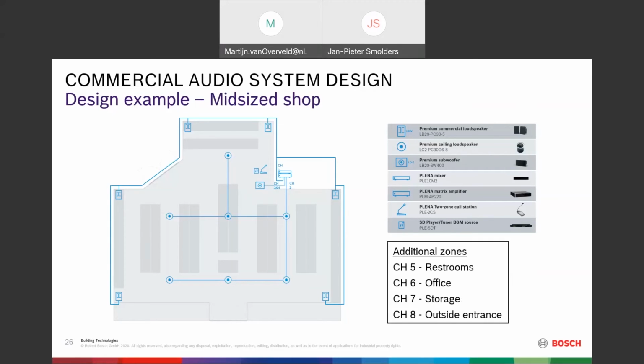If we need to extend it with more zones, like for instance, you see here in the restrooms or the office or storage or an outside entrance, we need an additional amplifier to do that. And if you need to address all these zones individually, be aware that you also then need the 8-zone call station from planar matrix and the matrix mixer instead of the 2-zone mixer that we used in this example.